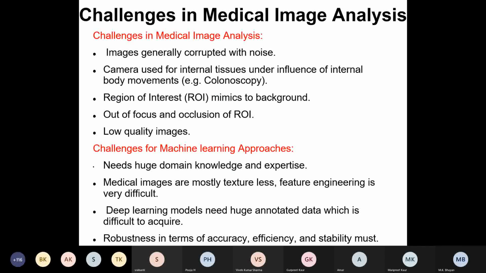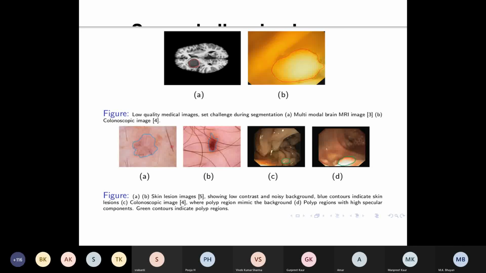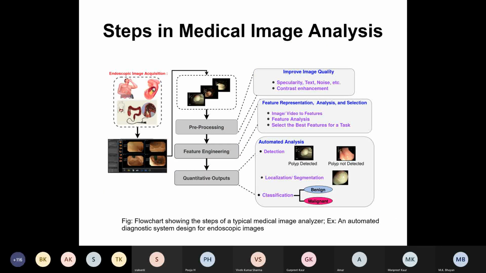Also we need huge domain knowledge and expertise, and mainly we can apply machine learning or deep learning techniques for medical image analysis. But these are the challenges. The main challenge is noise. Other things are the camera movements and the specularity inside the body parts. Specular means a mirror-like surface, so the light is directly reflected from the surface, something like a mirror. That mirror-like surface is called a specular surface. And also the low quality images. So these are some examples.